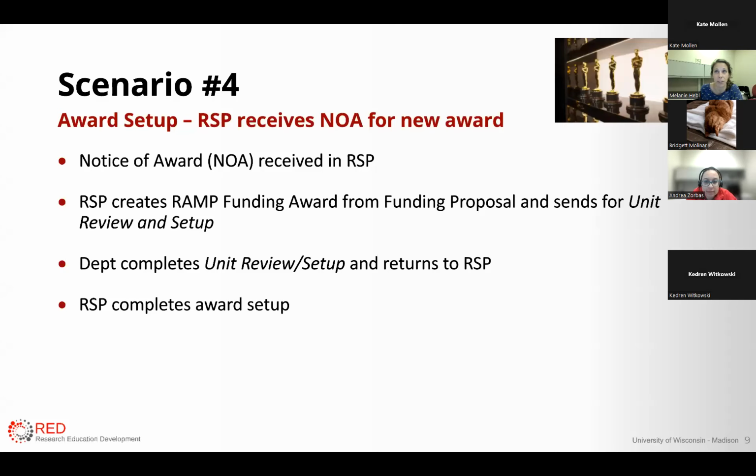So this is going to be similar to the advanced account. So the award setup, RSP receives the notice of award for a brand new award. RSP creates the funding award from the funding proposal, sends it for unit review and setup. The department completes that and returns it to RSP, and then RSP completes the award setup.